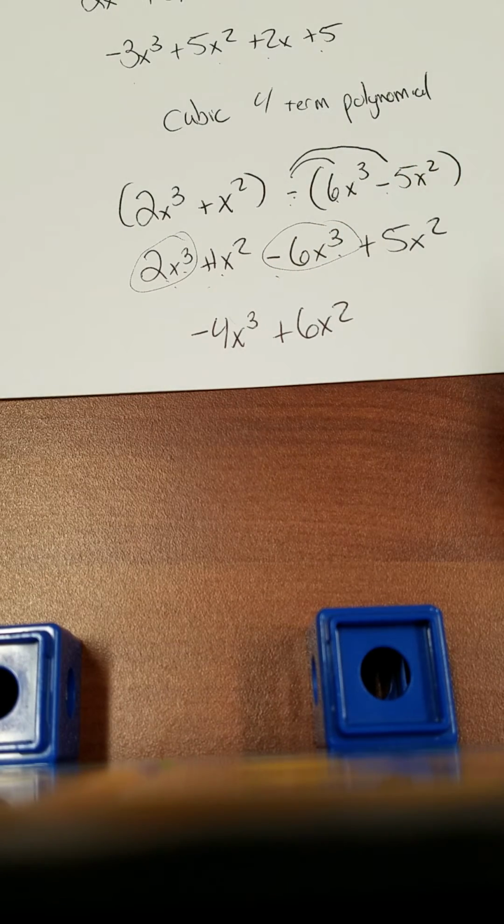So, that's how you do polynomials. Remember, we name it by the degree and the number of terms. Standard form means put it from highest exponent to lowest exponent, and degree means the highest exponent.